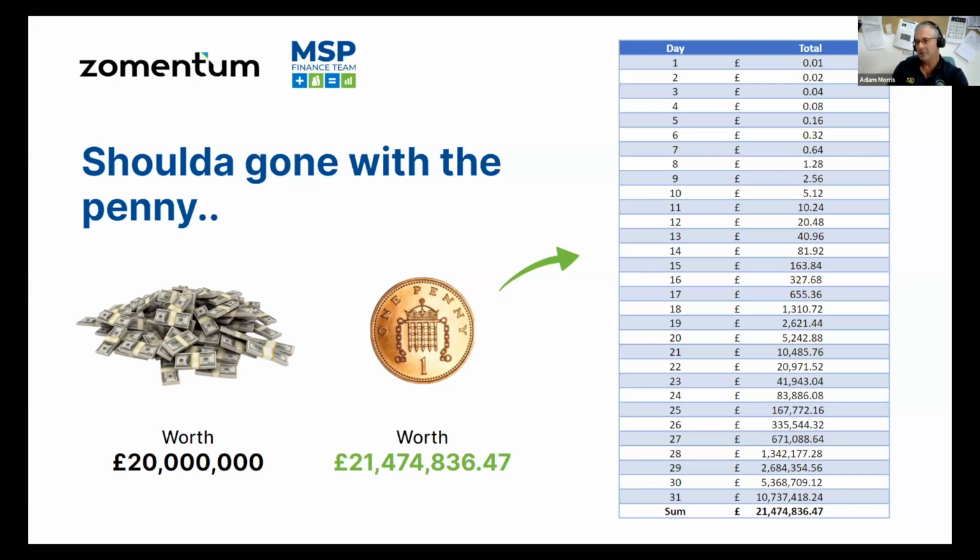Does that mean it's only 20 million if it's a 30-day month, or if it's February? Yes, exactly. That's why it's a 31-day month.